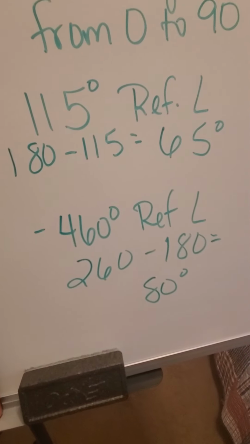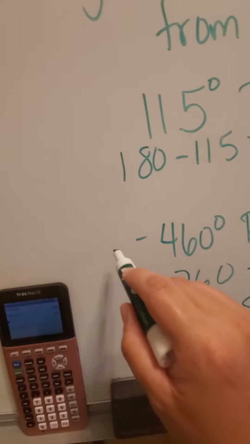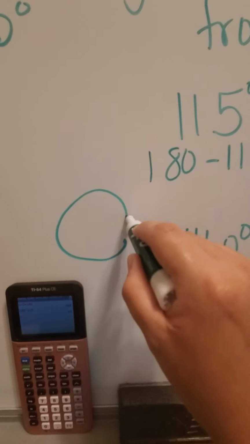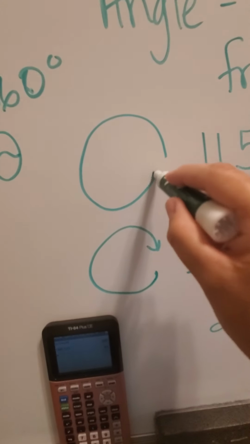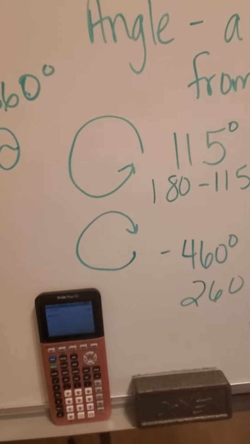When you see the negative, it's just going clockwise. It tells me it's going this way, where positive tells me I'm going the other way. Okay, it's just changing direction into which way you're spinning.